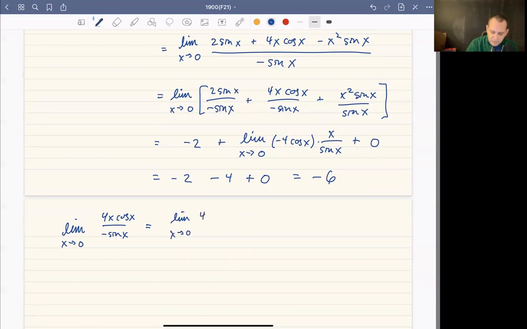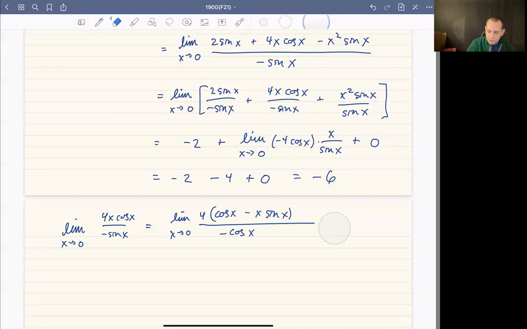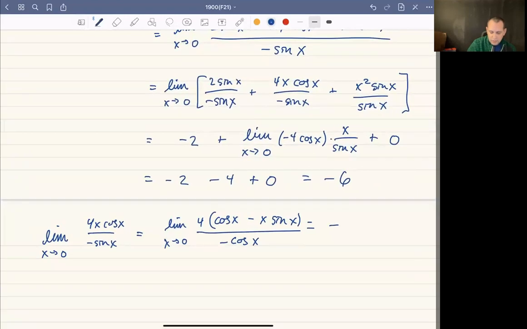I'm going to factor out the 4 from the top when we differentiate. We're going to get the derivative of the first times the second plus the derivative of the second times the first. And that's all over the derivative of negative sine of x, which is negative cosine of x. And now we're at a point where we can no longer keep applying L'Hopital's rule because we don't have 0 over 0 anymore, which is good. Here's a 4. When we plug in x equals 0, we get 1 minus 0. So this is a 4 up top, and then a negative 1 down below. So we got negative 4 altogether.